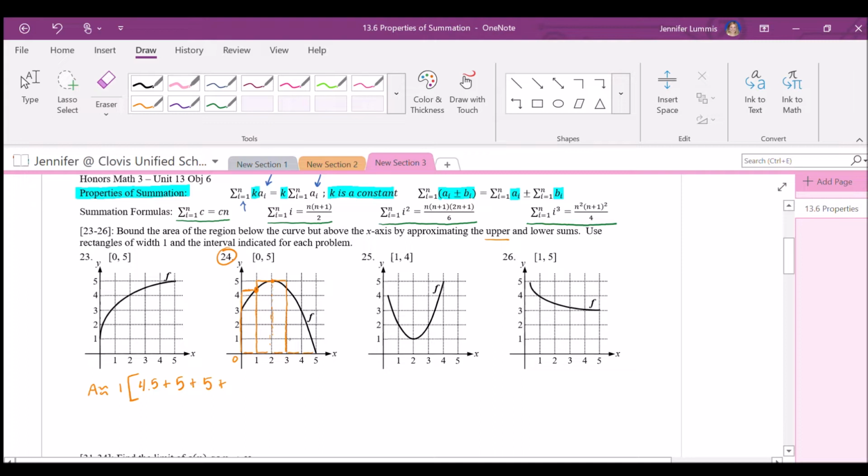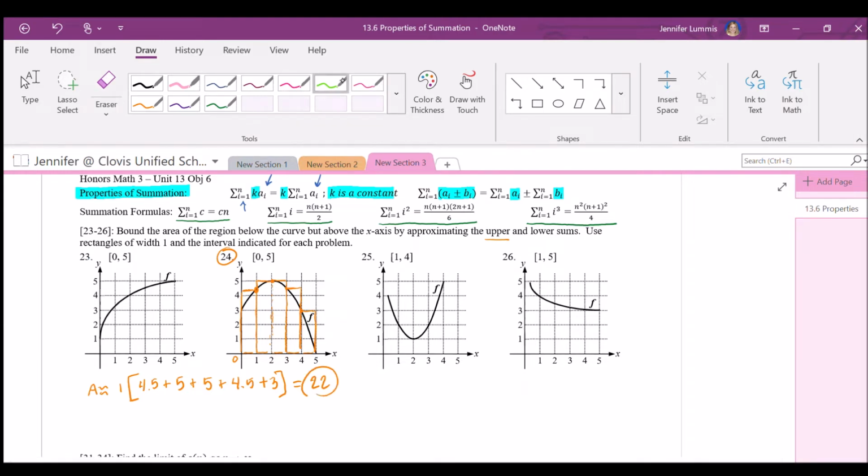For the fourth rectangle, the highest point is when x is 3. That would put me again at about 4.5 for this rectangle. And from 4 to 5, the highest point would be when x is 4, and that height of the rectangle would be 3. So we'll estimate this to be 22.